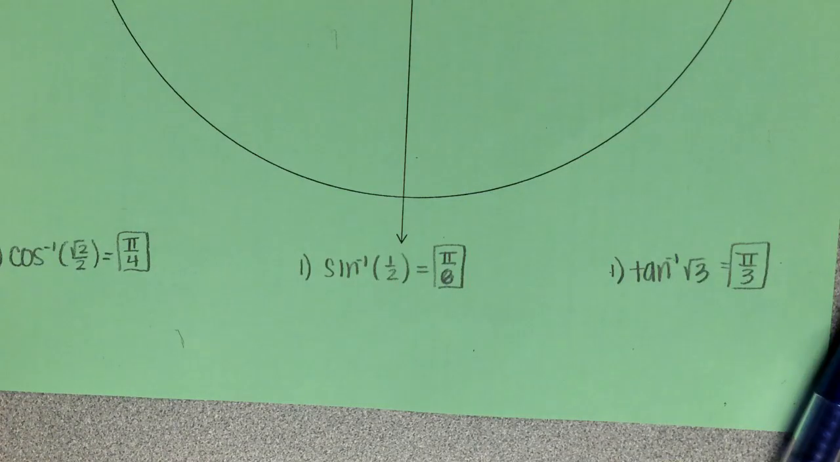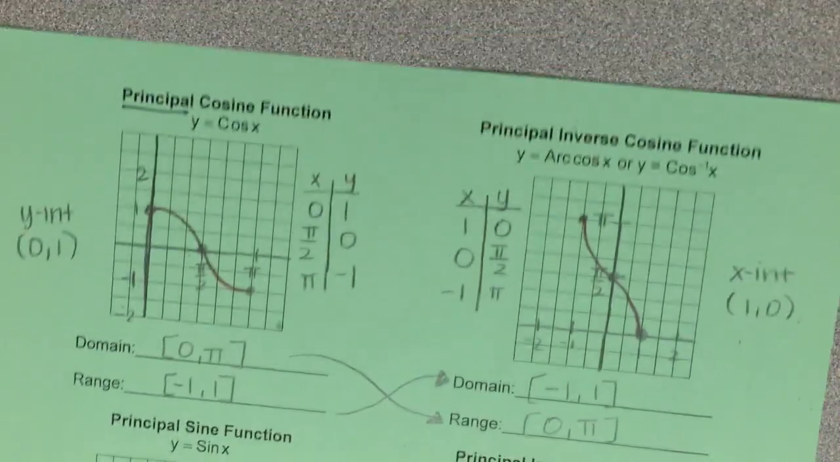Now, that's just if it's in quadrant 1. That's only if it's positive. What happens if it's negative? I want everybody to go back to your front paper.